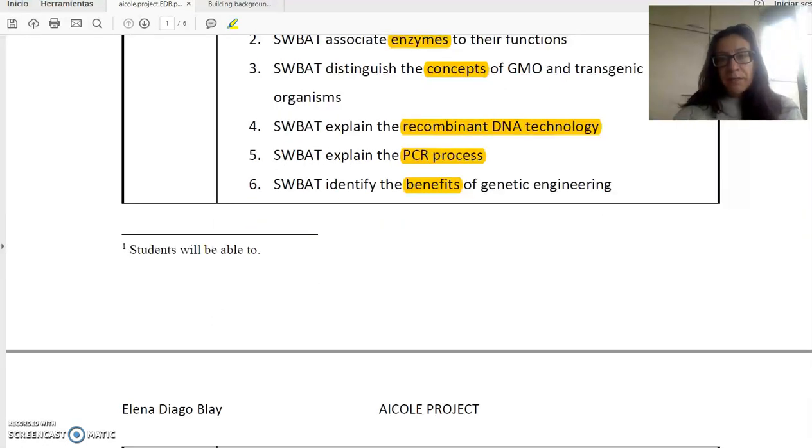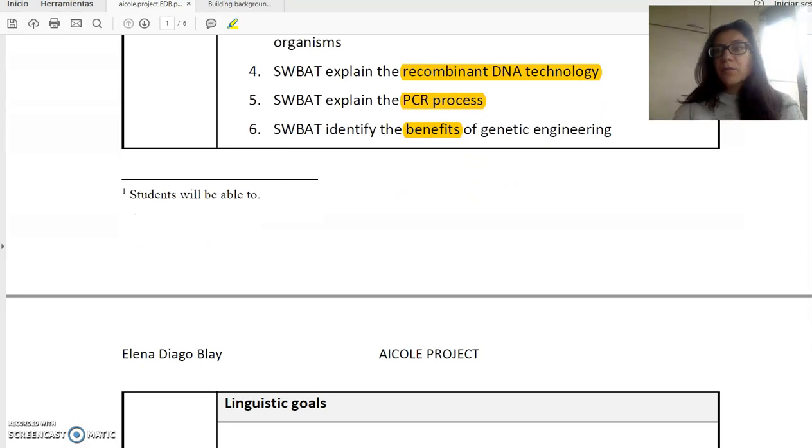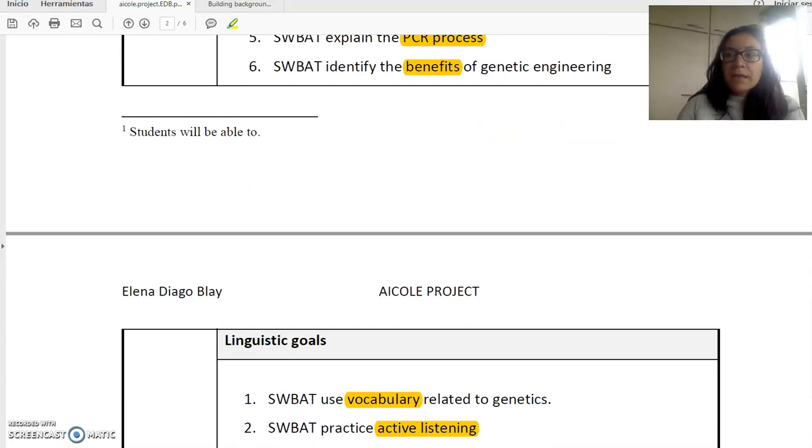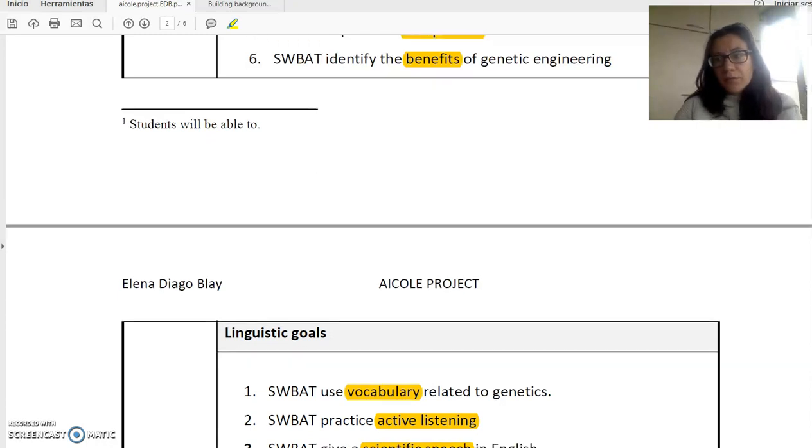I'm going to explain the recombinant DNA technology as well as how it is applied in the PCR process. I'm not going to focus on the PCR process during the activities, but it's meant to be explained during the lectures. And as I mentioned before, we will work on the benefits of genetic engineering. We will not focus on the impacts because I don't think I will have enough time for it, and to handle the impacts of this kind of technologies is kind of out of the curriculum of 4th ESO.